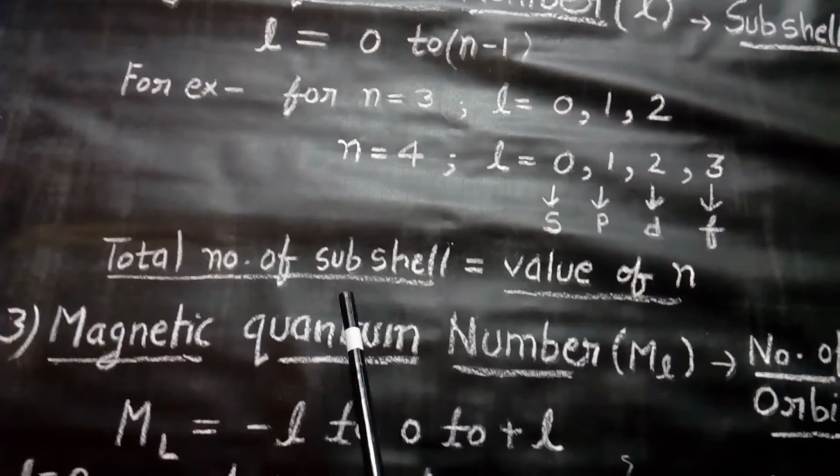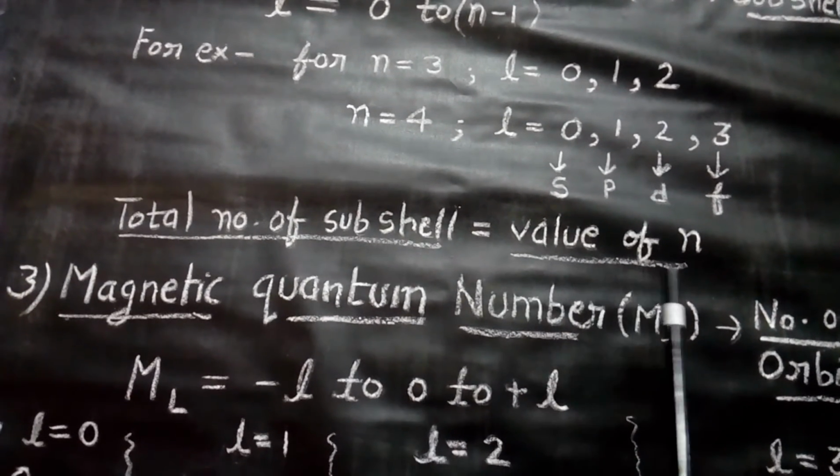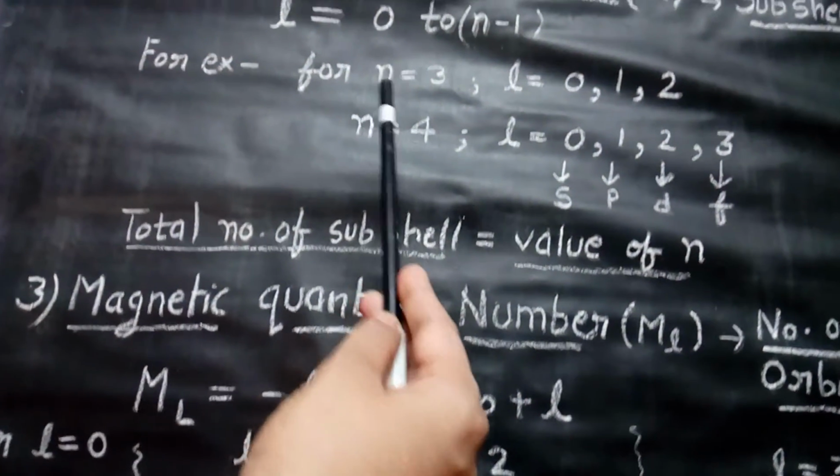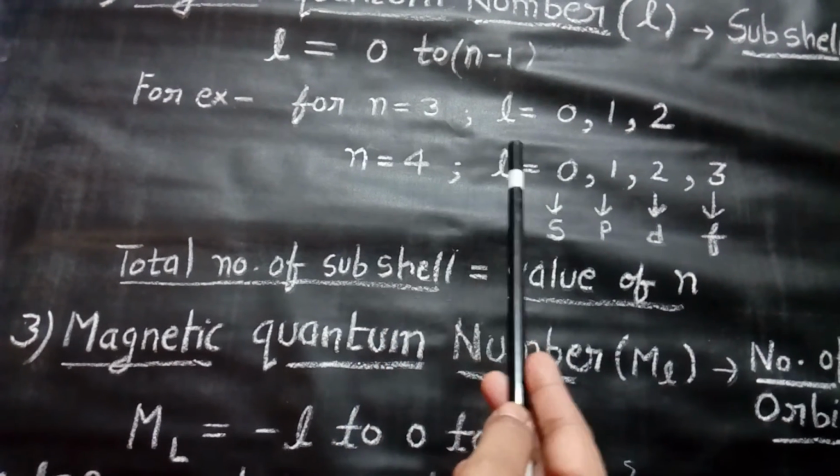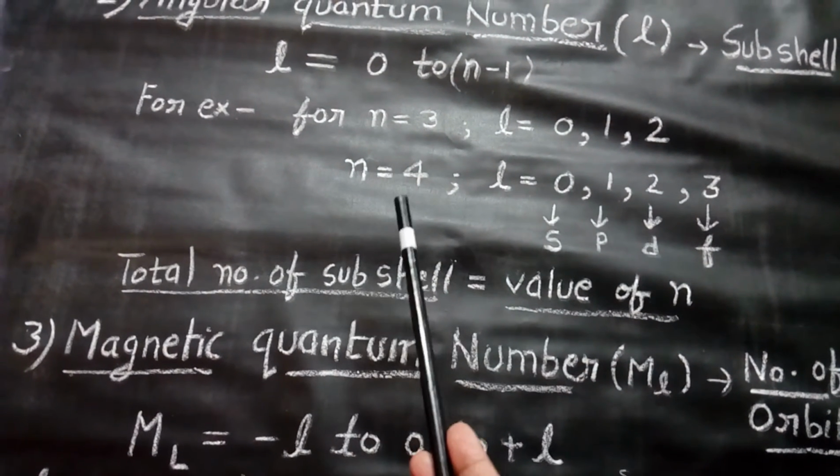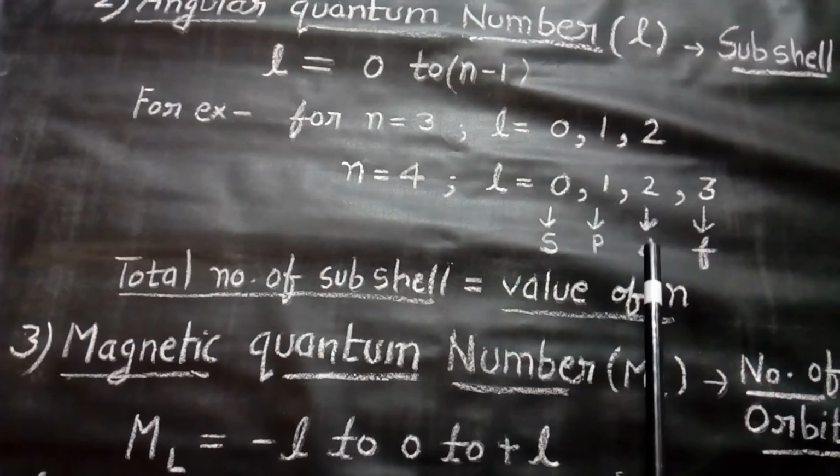The total number of subshells will be equal to the value of n. For example, for n equal to 3, l will have 3 values. For n equal to 4, l will have 4 values.